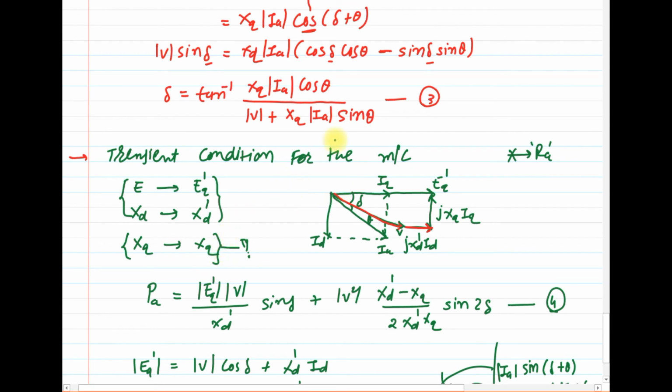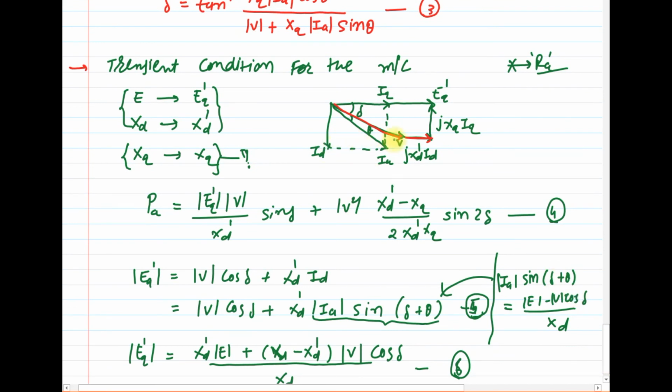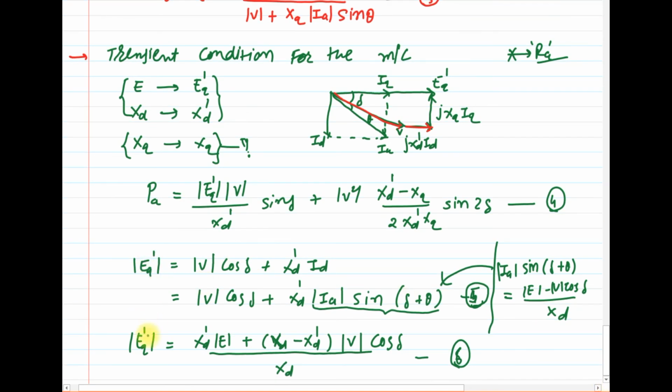Clear? Same, follow the same process. Again, just draw the phasor diagram under the transient condition, neglecting the armature resistance of the machine. Clear? So the only change we will get over here is that instead of E we will get EQ dash and XD dash. Clear? Just the same way we have written the power equation, and we will derive the no load generated EMF under the transient condition. So this is your final equation.